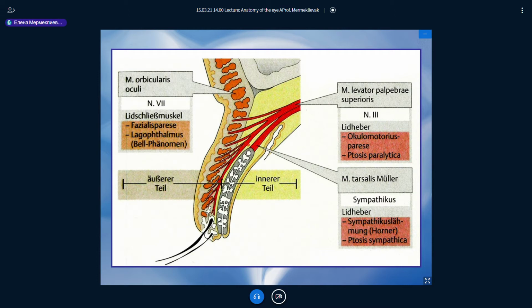The levator muscle connects with the tarsal plate. Some of its branches go to the skin, and some of them go to the conjunctiva.